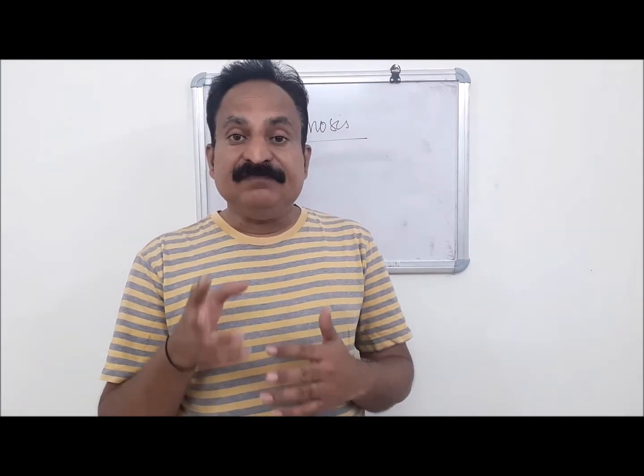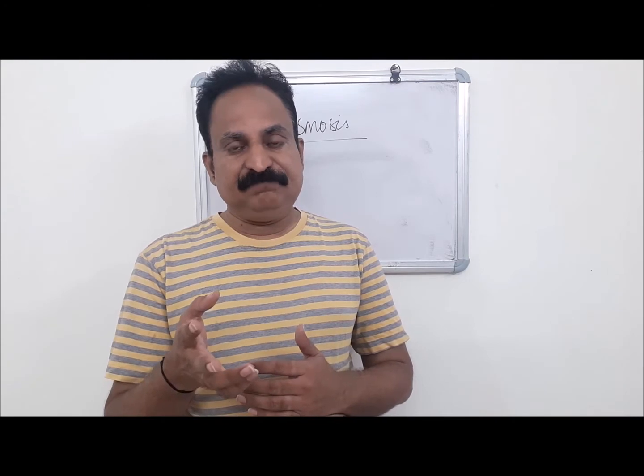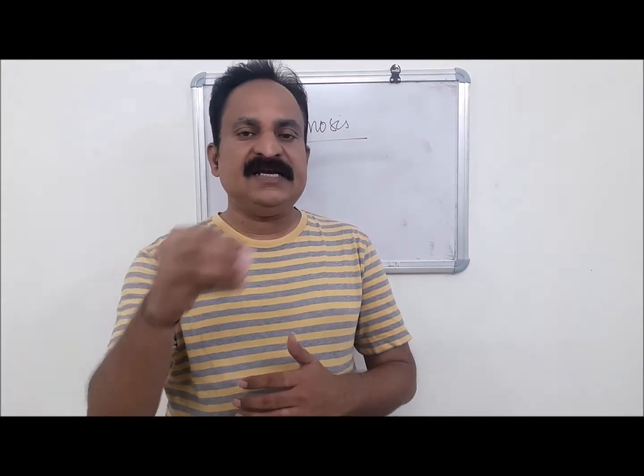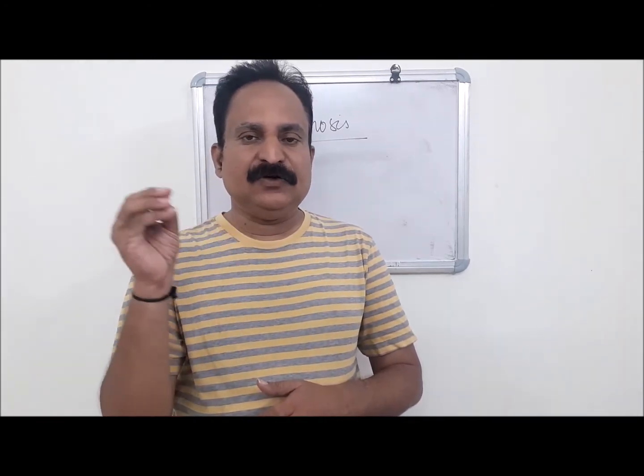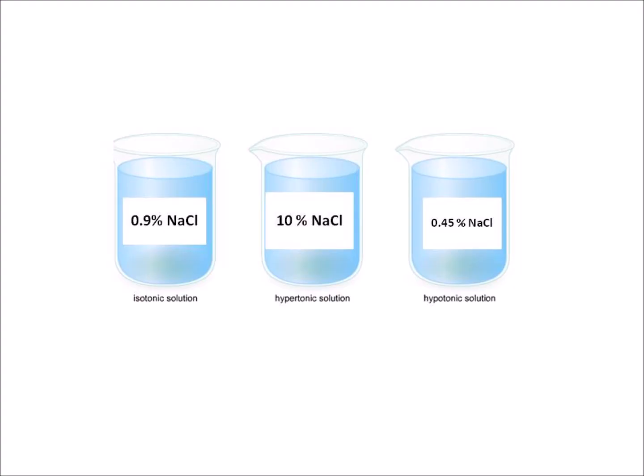We can see the experiment with RBC. That means we are putting the RBC in hypotonic, isotonic and hypertonic solutions and seeing what happens. For this experiment, we prepared 0.9% sodium chloride solution as isotonic, 10% sodium chloride solution as hypertonic solution and 0.45% sodium chloride as hypotonic solution.